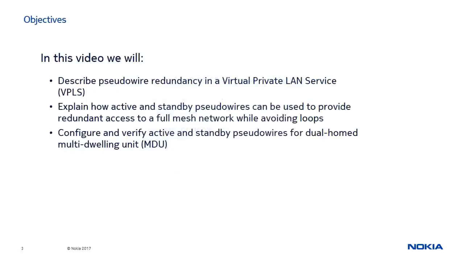In the following presentation, we will first describe pseudowire redundancy in a VPLS and explain how active and standby pseudowires can be used to provide redundant access to a full mesh network while avoiding loops. In our lab, we will then configure and verify active and standby pseudowires for a dual-homed multi-dwelling unit.